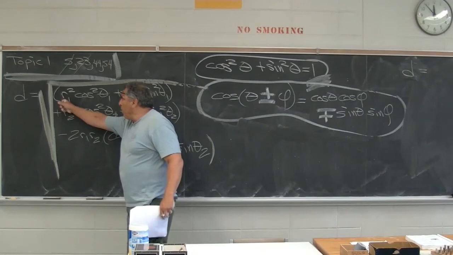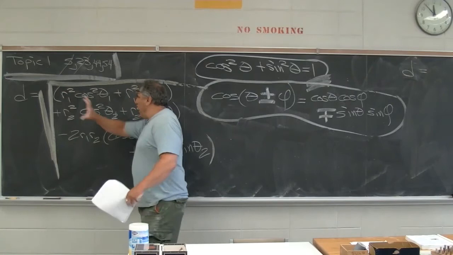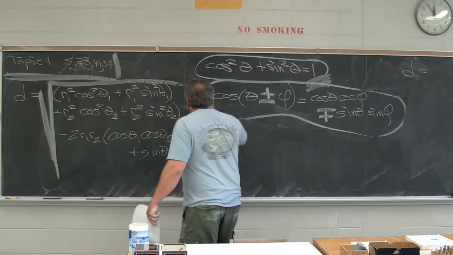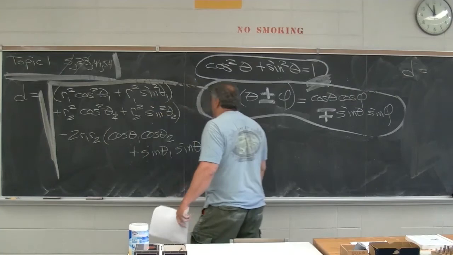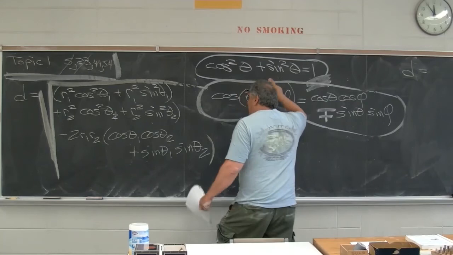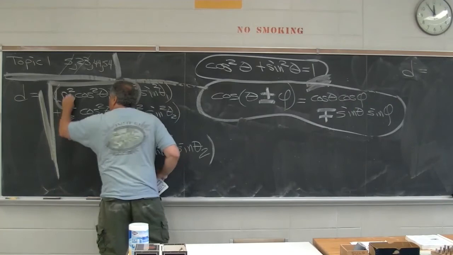if you pull the R1 squared and the R1 squared out, you got R1 squared times the quantity cosine squared theta 1 plus sine squared theta 1. Wait a minute. Cosine squared theta plus sine squared theta is 1. If you pull the R2 squared out of here, you got cosine squared theta 2 plus sine squared theta 2. Cosine squared theta plus sine squared theta is 1. When that happens, when we pull these out of there, it is leaving these two to be added together.